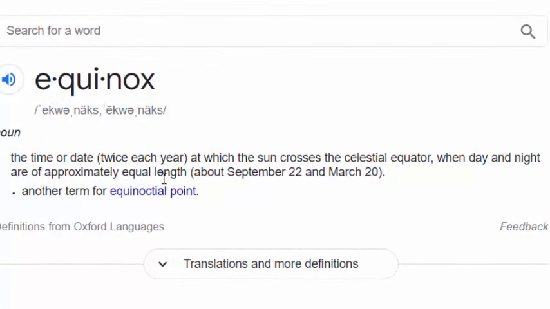But notice right here how in the definition of equinox that there are actually two equinoxes in a year, one in September and one in March. That's two times in a year in which the days and the nights are equal. So which one is Enoch talking about?